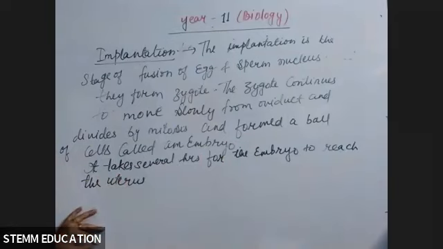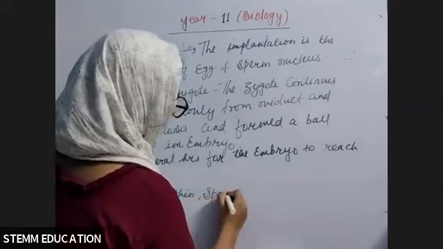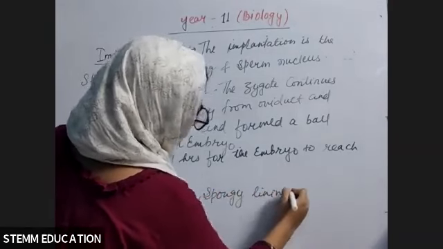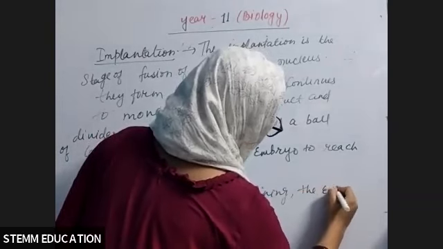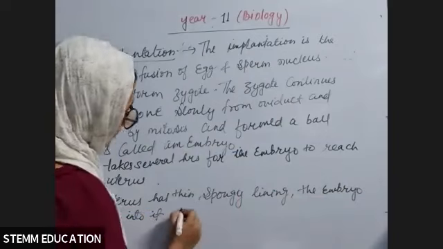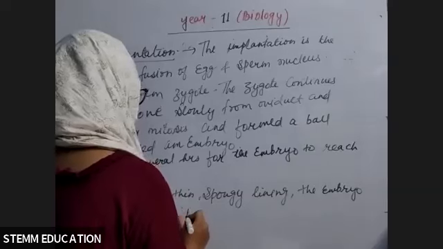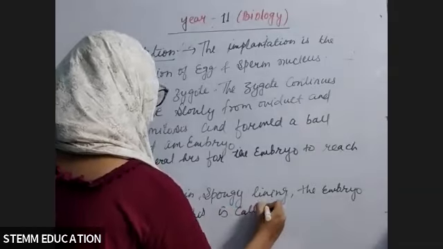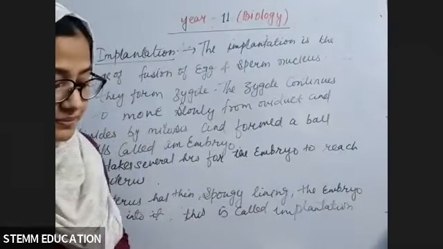The uterus has a thin, spongy lining, and this embryo sinks into it. This whole process is called implantation. I hope you understood till here, right?